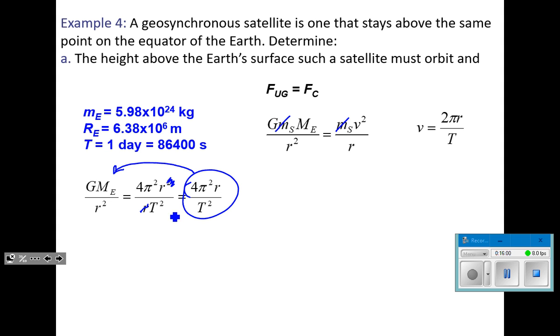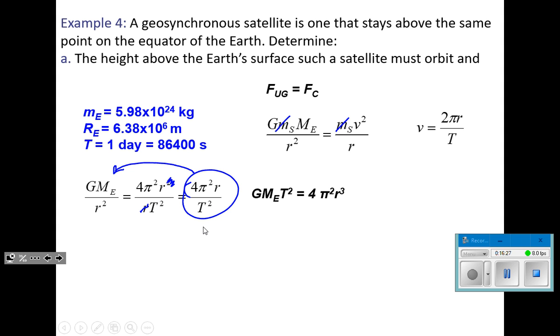Okay. We then would have to cross multiply. And when we cross multiply, we end up with an expression that looks like this. So we have our universal gravitational constant, the mass of Earth, times the period squared, equals 4 times pi squared times r cubed, because we have this r squared right here that's going to cross multiply with this r. Everybody got me so far?